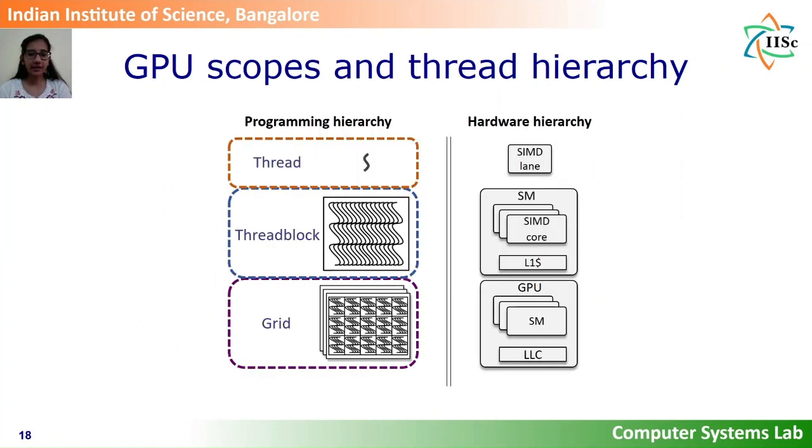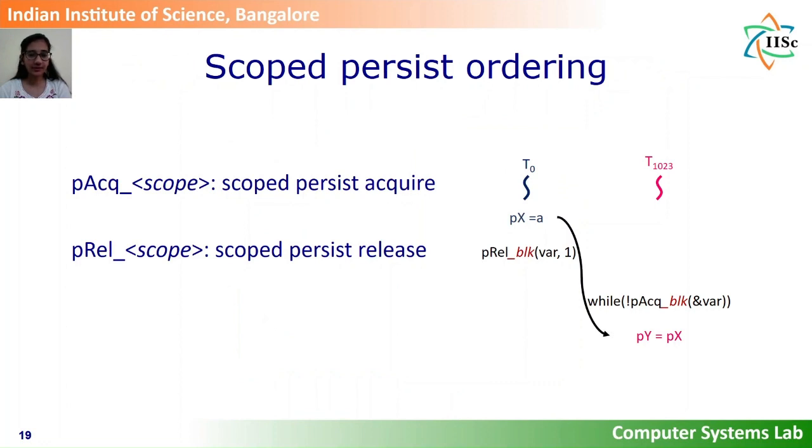A GPU program arranges hundreds of thousands of concurrent threads in a hierarchy. It uses scopes to allow programmers to specify the subset of threads that would participate in synchronization. We posit that GPU persistency models should similarly support scopes to specify and enforce inter-thread PMO. In the example shown, threads within a thread block issue block-scoped acquire-release operations for ordering.